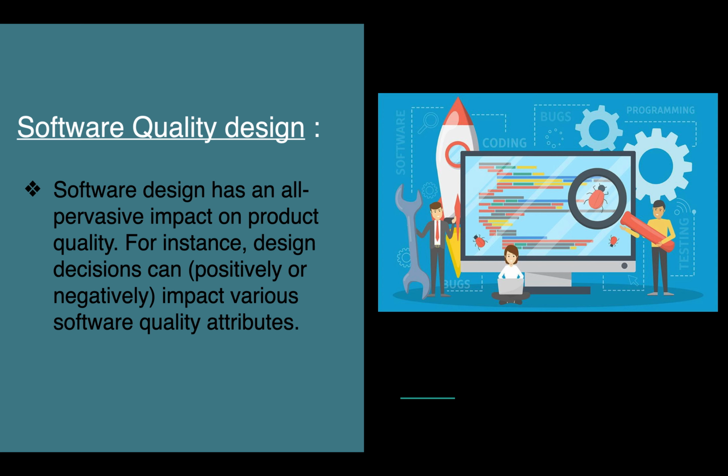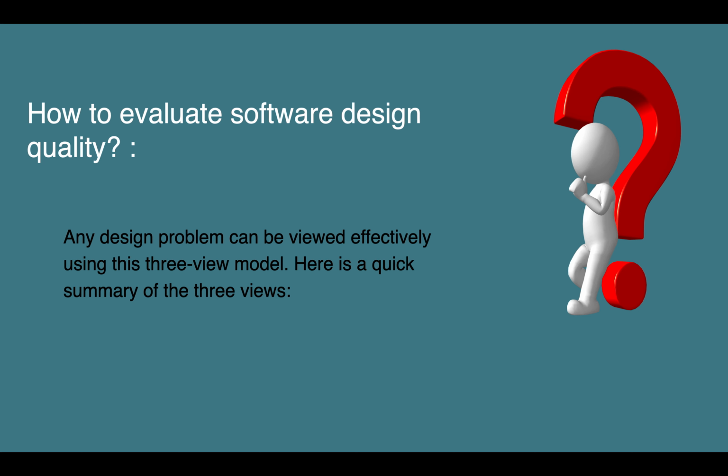So the first one, software quality design. A software design is very important for product quality because a design decision can impact various software quality attributes, either positively or negatively. So, I said the software design must be good, right? And it is important for product quality. But how can we evaluate it? How do we know the software design is good?